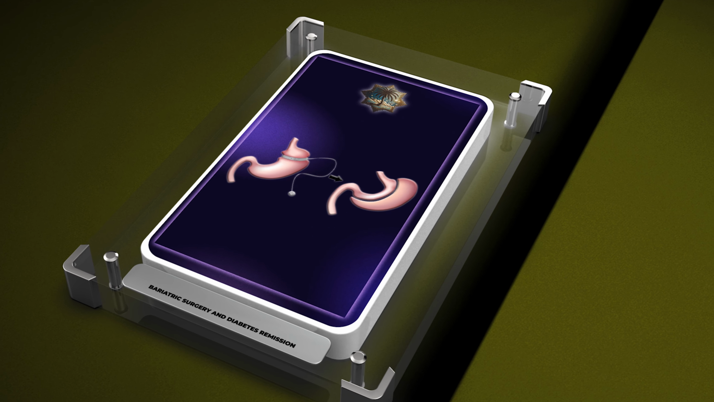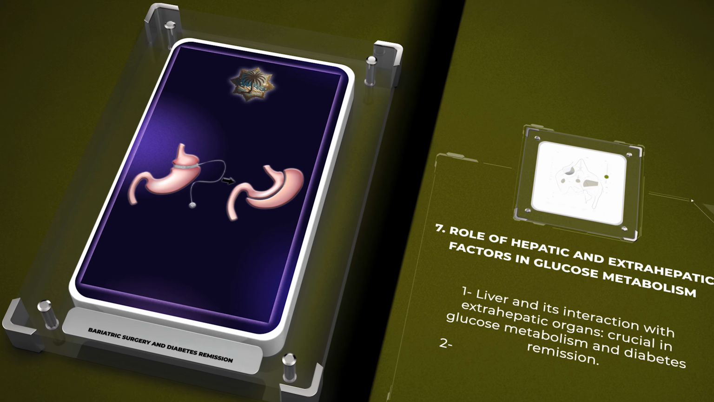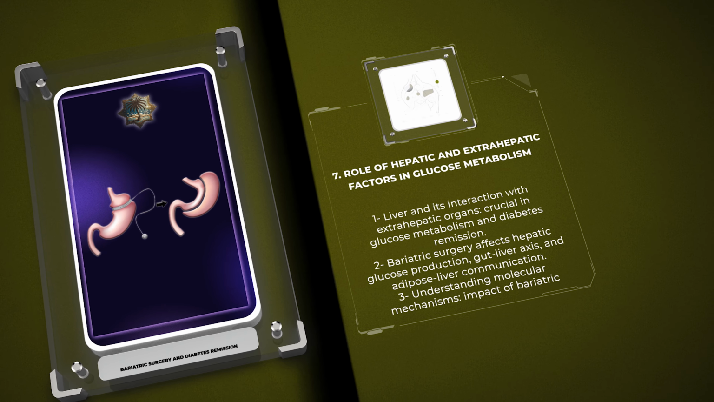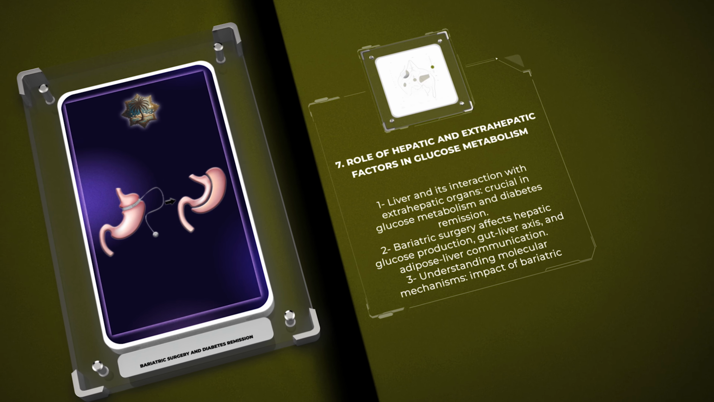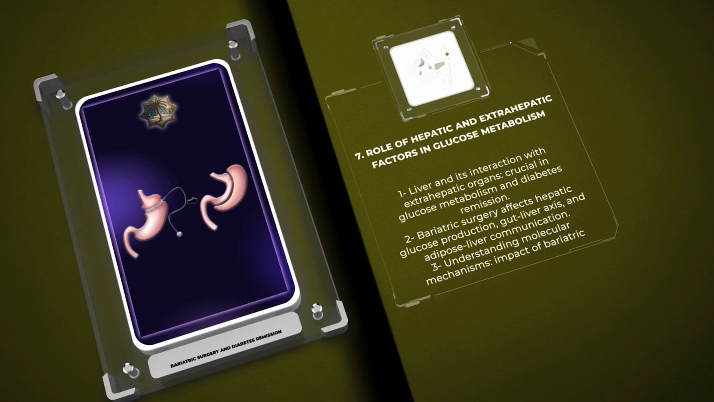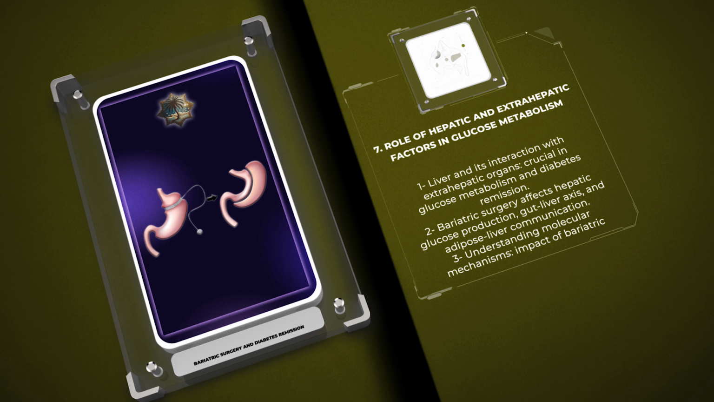The liver and its interaction with extrahepatic organs play critical roles in glucose metabolism and diabetes remission following bariatric surgery. The liver acts as a central hub for glucose production, storage, and utilization. Bariatric surgery affects hepatic glucose production, resulting in reduced gluconeogenesis and glycogenolysis. Additionally, alterations in the gut-liver axis and adipose-liver communication contribute to improved hepatic insulin sensitivity and overall glucose homeostasis. Understanding the specific molecular mechanisms underlying the impact of bariatric surgery on hepatic and extrahepatic factors is crucial for elucidating the metabolic alterations associated with diabetes remission.